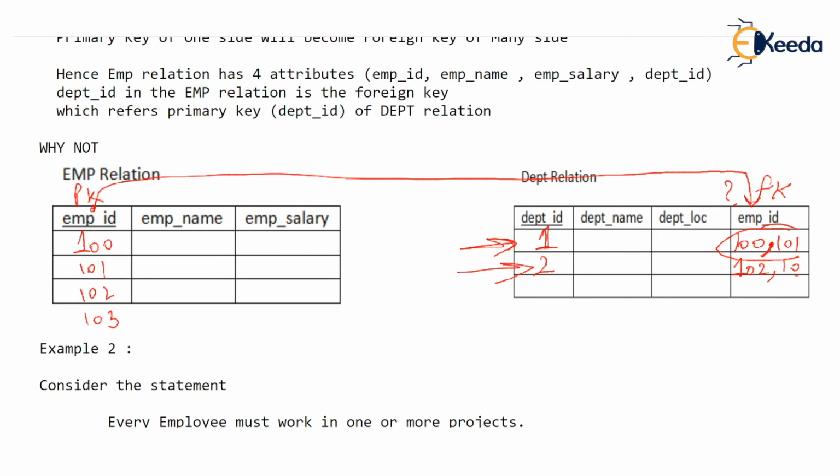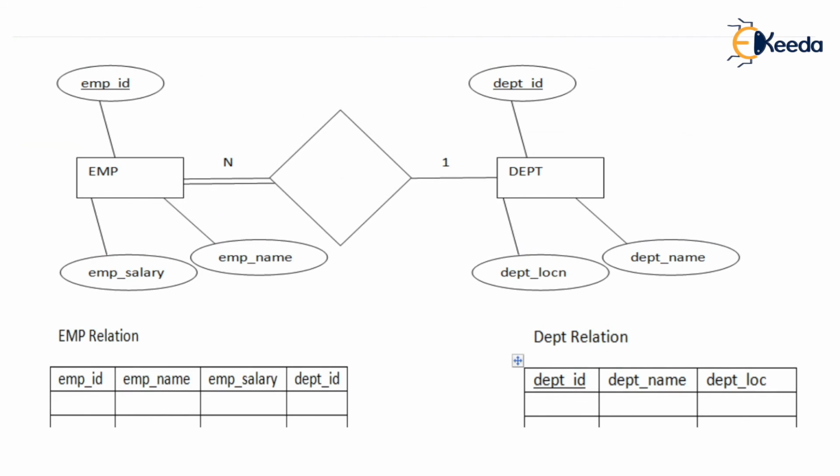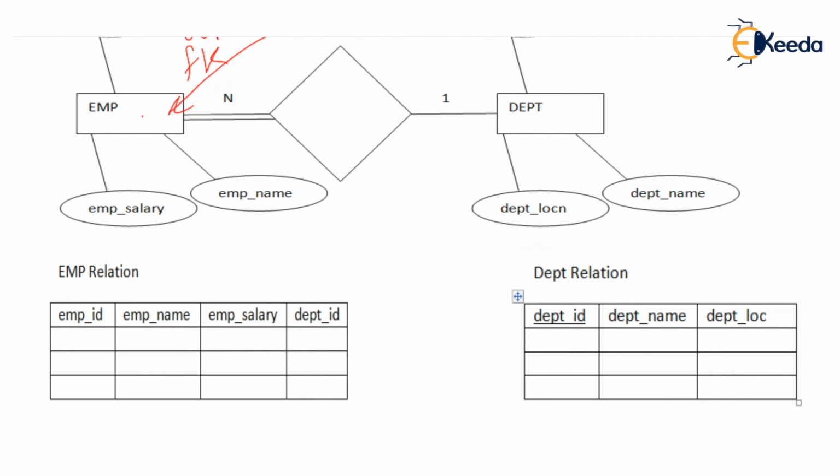I hope you understand that it is meaningful. The rule has been made by the developers of this subject. The thinkers have made this rule, and the rule has to be followed without any doubt: the primary key of the one side becomes the foreign key of the many side. So department ID is one more additional column in the EMP relation. I hope you have understood how to convert a one-to-many or many-to-one relationship into a relational model.